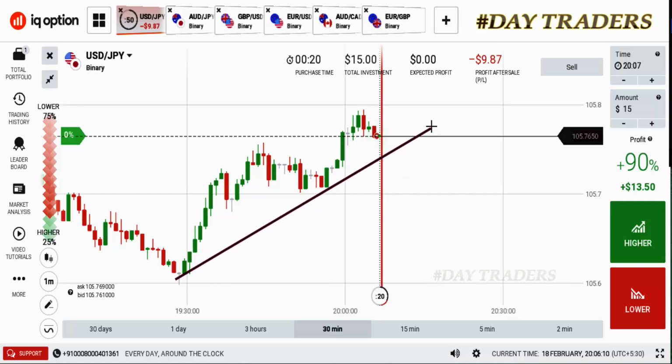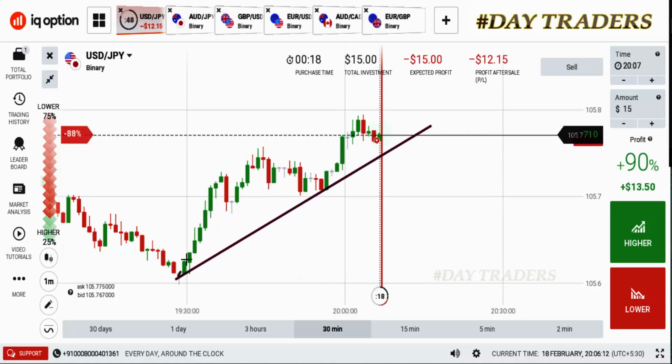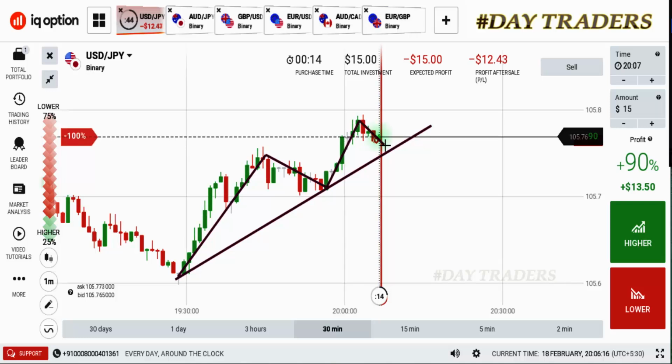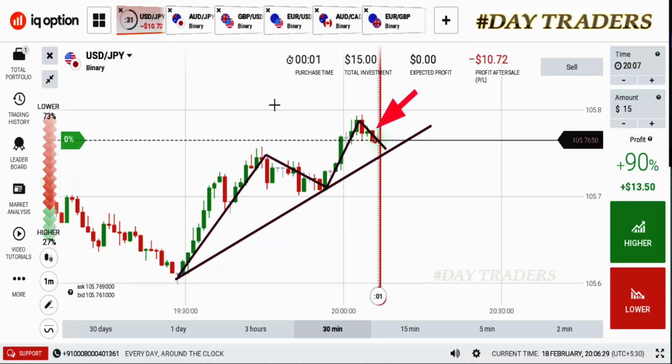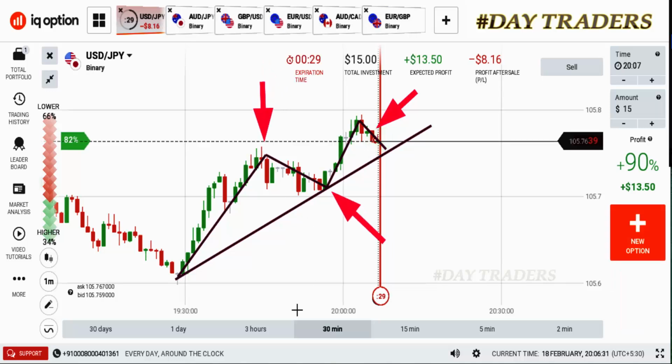This is a support area. This is market momentum, and the next level is here. That's the reason I placed a lower option. And previously it entered a very strong candle. That's the reason I placed a lower option. And this is the sellers area and buyers area.